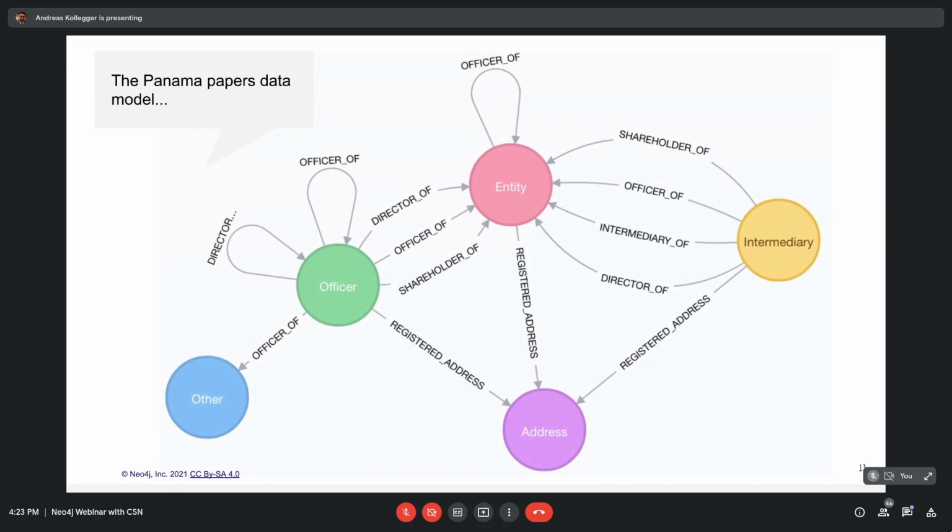With this simple model, you can see that it's richer in the relationships than it is in the individual entities. It's because those relationships themselves are really where all of the power came out of this data set. Again, if you looked at the individual nodes themselves, like there's an address, great. What does it matter that there's an address?